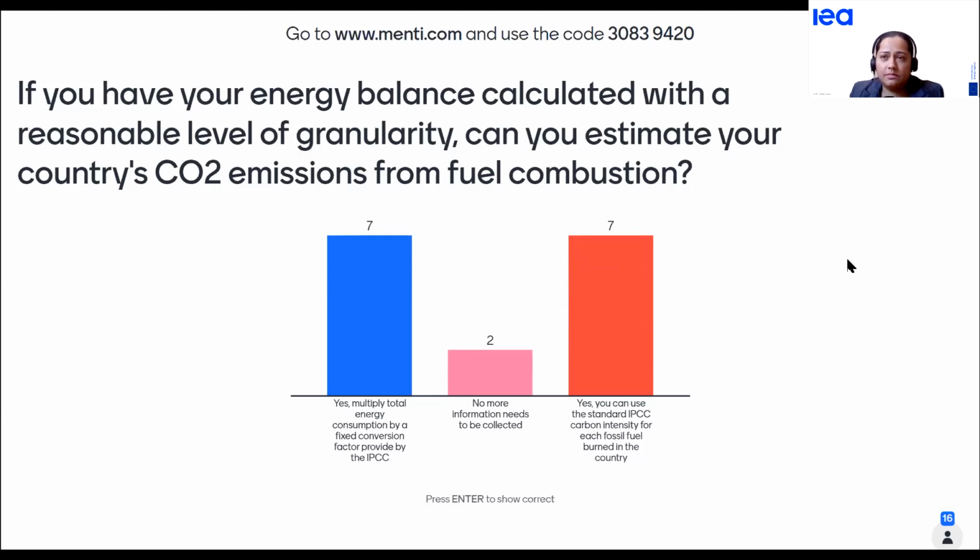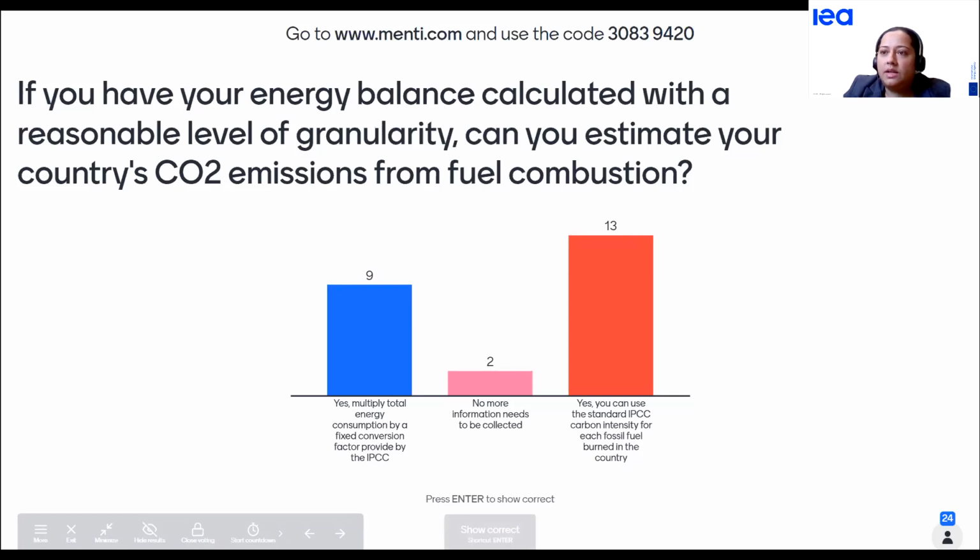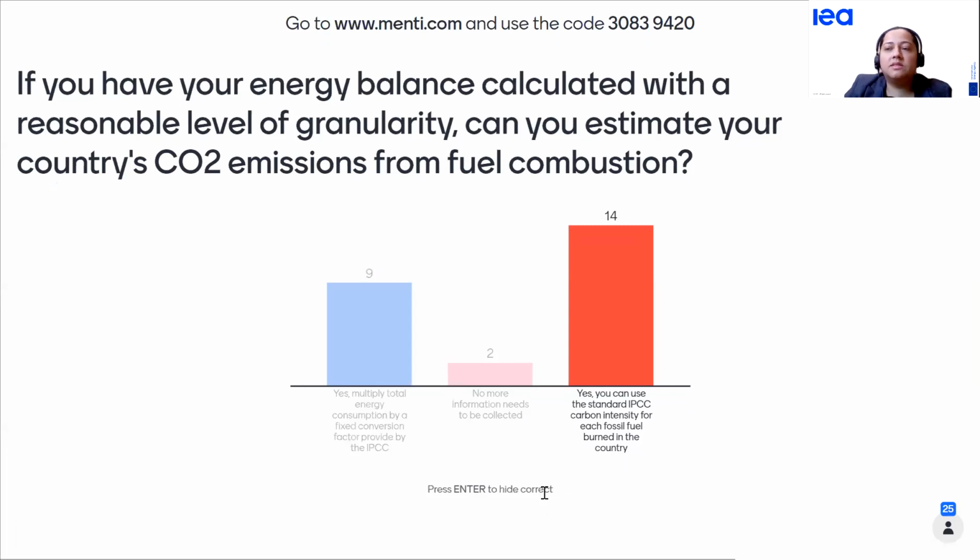So most of you think yes, we can calculate, but some say we can just multiply the total consumption by a fixed factor. A bit more think that yes, you can use the standard IPCC carbon intensity for each fossil fuel burnt in the country. So now let's look at the correct answer. And the answer is yes, you can use the standard IPCC carbon intensity for each fossil fuel burned in the country. The first one, multiplying the total energy consumption, no, because we calculate CO2 emissions by product, so for coal, oil, and natural gas, and we have the standard IPCC carbon intensity by fossil fuel.